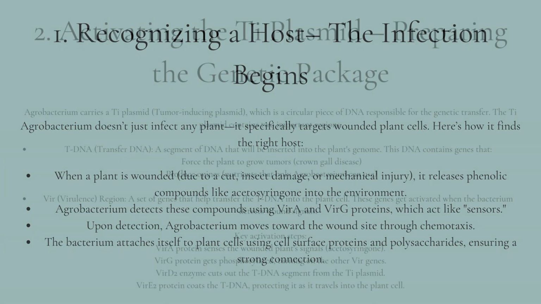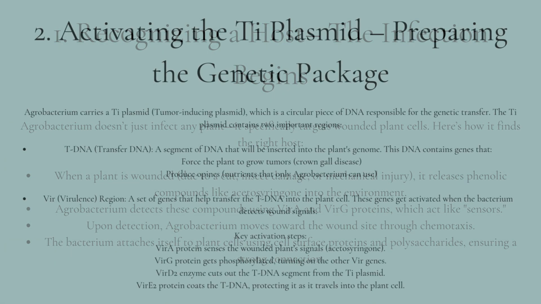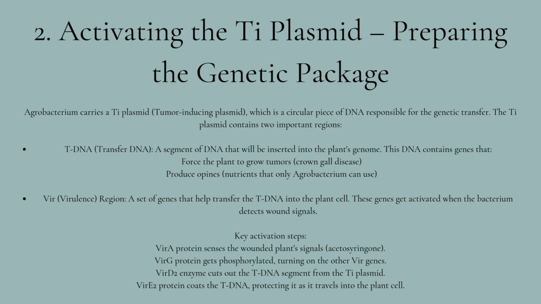The second step would be activating the Ti plasmid. Agrobacterium uses its Ti plasmid to transfer tDNA into the plant genome. The tDNA induces tumor growth and opine production, benefiting the bacterium, as discussed before. The Vir region aids this transfer, activating in response to the plant wound signals.